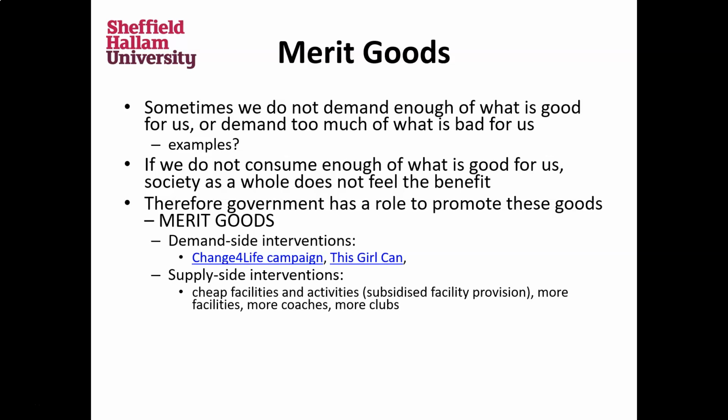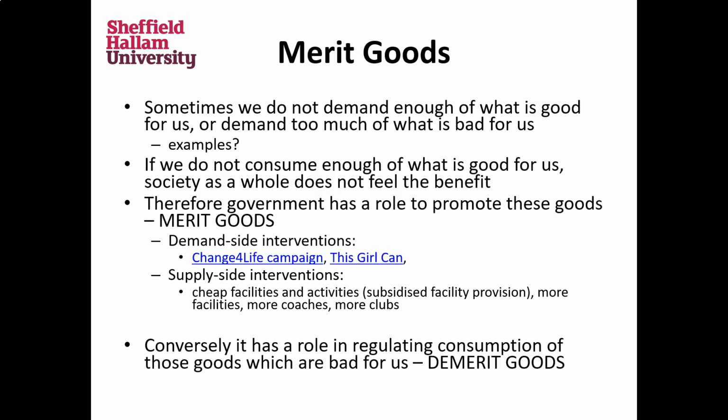So through local government, they can provide cheap facilities and activities, subsidised facility provision. And they can also seek to increase the number of facilities, invest in coaching and invest in clubs to increase opportunities to participate, right? And conversely, the government also has a role in regulating the consumption of those goods which are bad for us. Demerit goods, these are called.